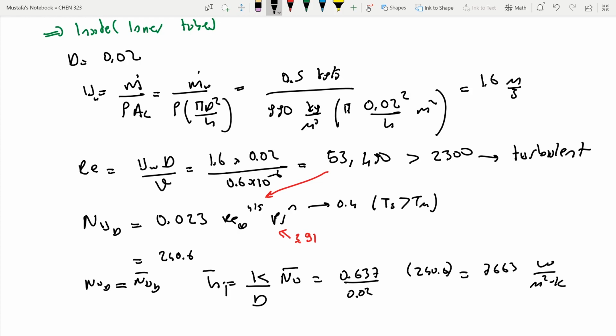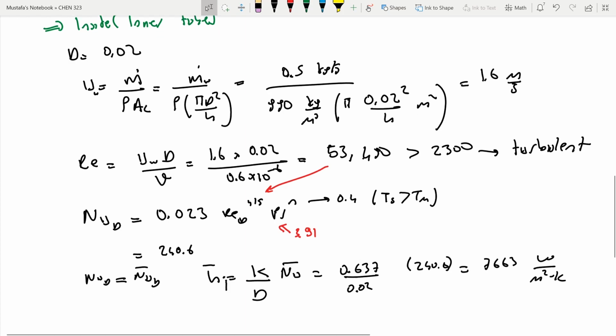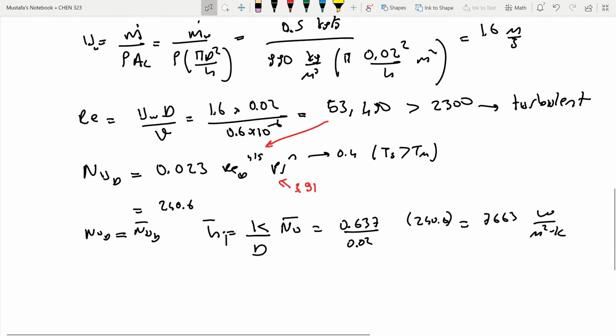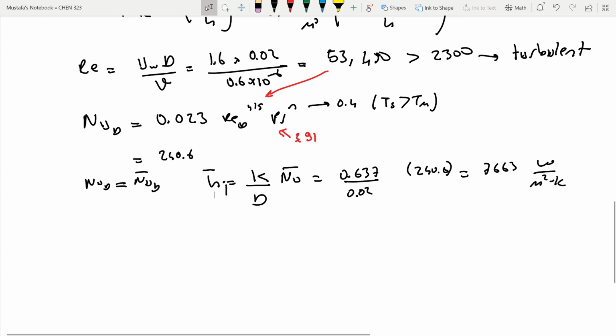Okay, so we calculated this one. So this is an internal flow, and it's a turbulent flow, and we assume it is fully developed, and this is the equation we use for this case. For the outer flow, this is annulus basically.